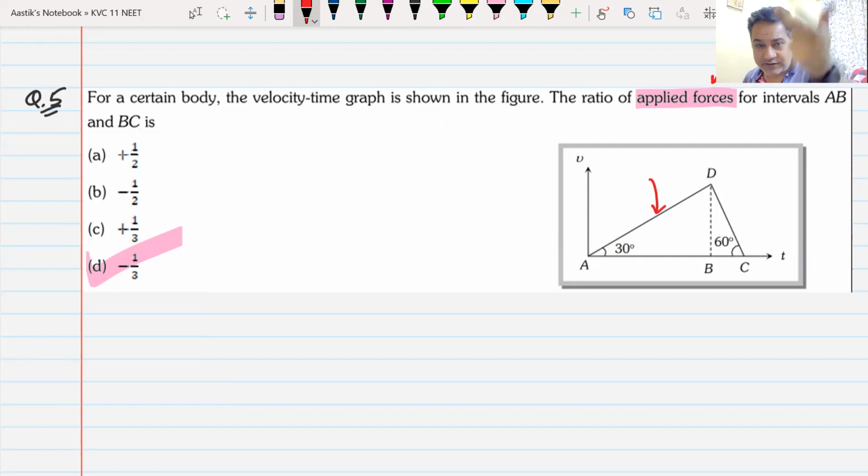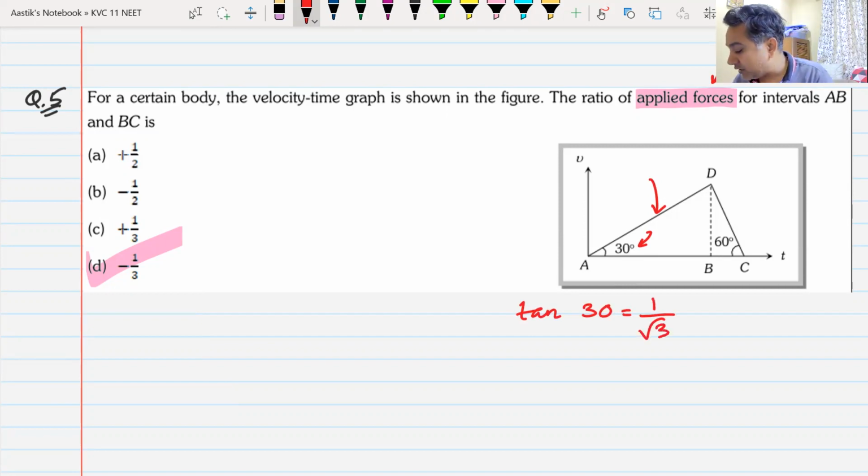Perpendicular, v2 minus v1 divided by base. No, I don't have to do that because 30 degrees is given. I have to find out the tan of this angle, 30 degrees. Yes or no? Tan of 30 is the same as v2 minus v1 upon x2 minus x1. Yes or no? So this becomes 1 by root 3. It is positive because it has a positive slope.